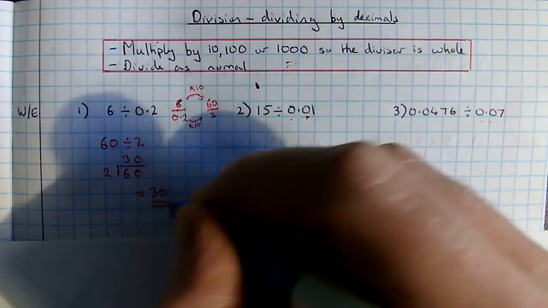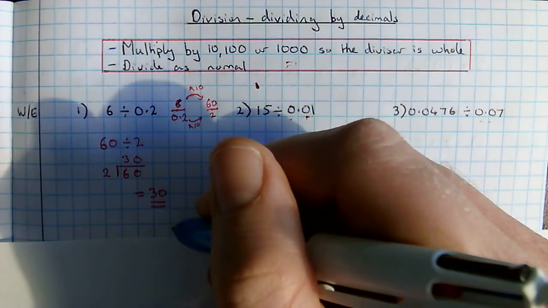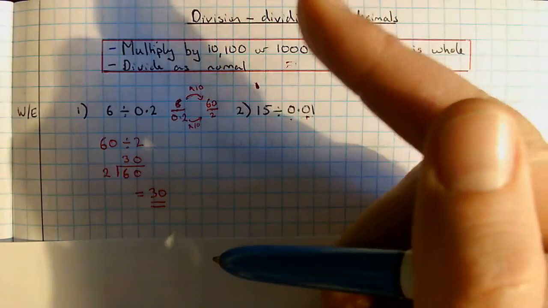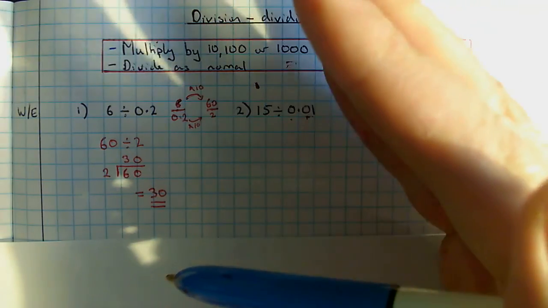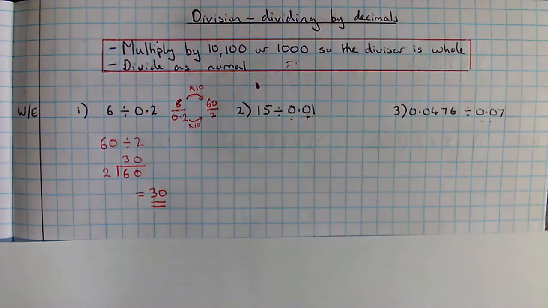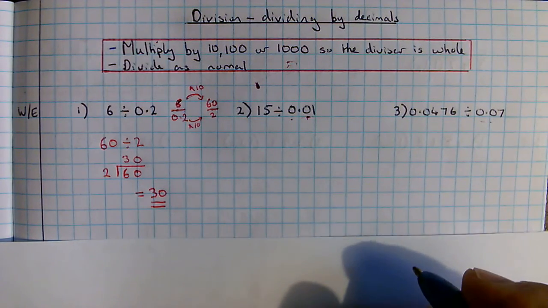If you think about how many times you would have to go up in the 0.2 times table to get to 6, well, you'd go 0.2, 0.4, 0.6, 0.8, 1, and you'd carry on going until you got to 6. You'd have to go up 30 times to do it. Okay, let's have a look at the next one.